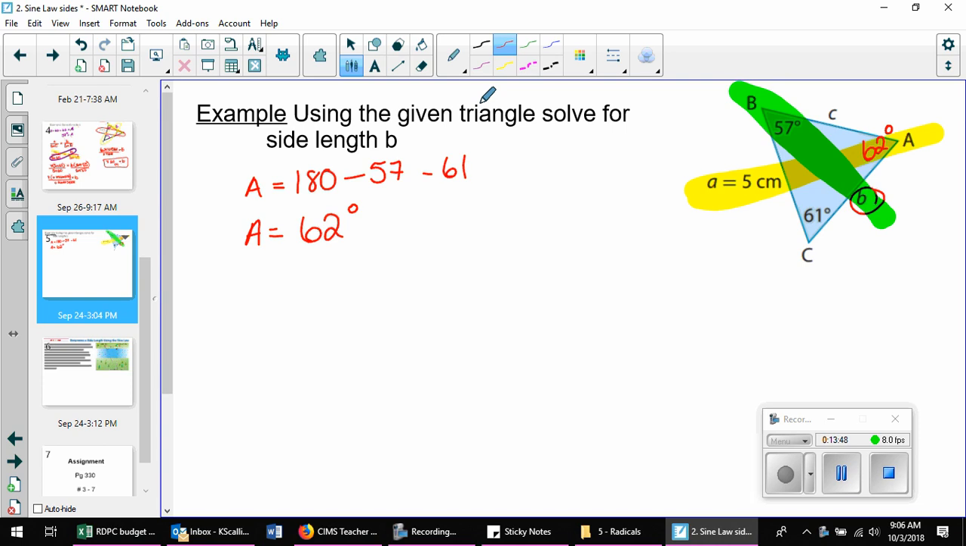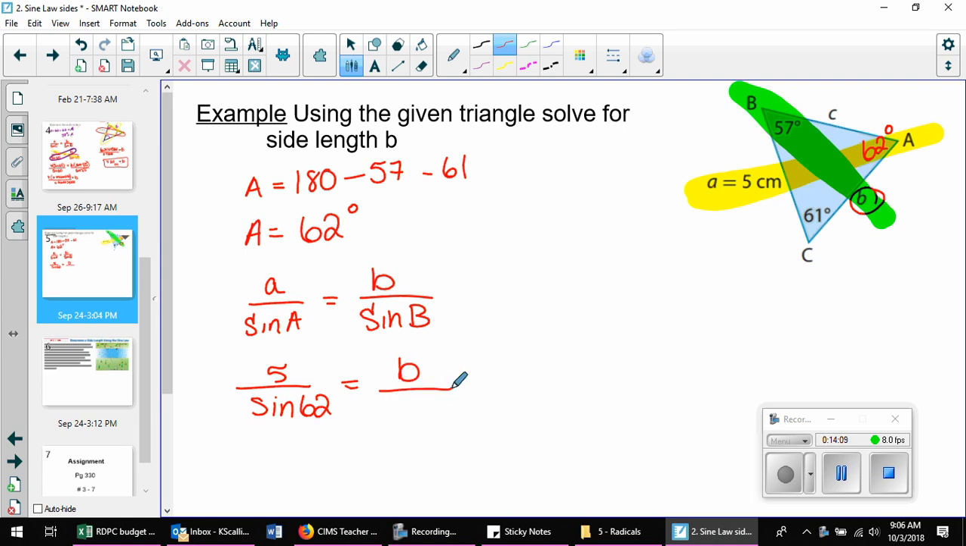So now this is going to be A over sine of A equals B over sine of B. Luckily, everybody's doing ABC, so this makes it easy. So A is 5. Angle A is 62, which we found. B, I don't know. And sine of B is 57. So that rule of 180 comes in handy. You don't have to do any weird trig ratios or find side C and then find side A. So don't waste your time. Just do a subtraction to get that angle.